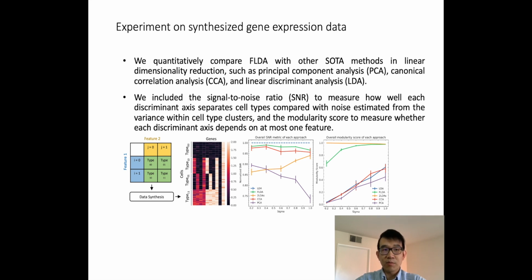As shown in the plots, for both the signal-to-noise ratio and the modularity score, FLDA has values close to the optimal value 1, because it not only considers alignment of axes to different features, but also constrains the variance within each cell type.